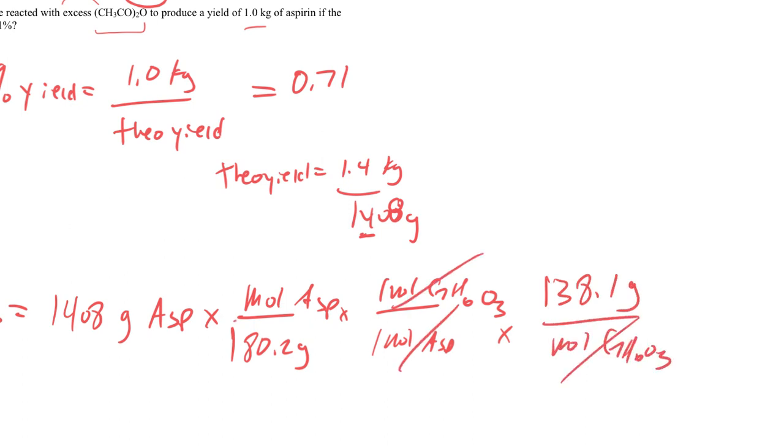So this cancels, aspirin cancels, gram cancels. And we're just doing 1,000 grams is a kilogram. 1408 times 138.1 divided by 180.2 divided by 1,000 is 1.1 kilograms.